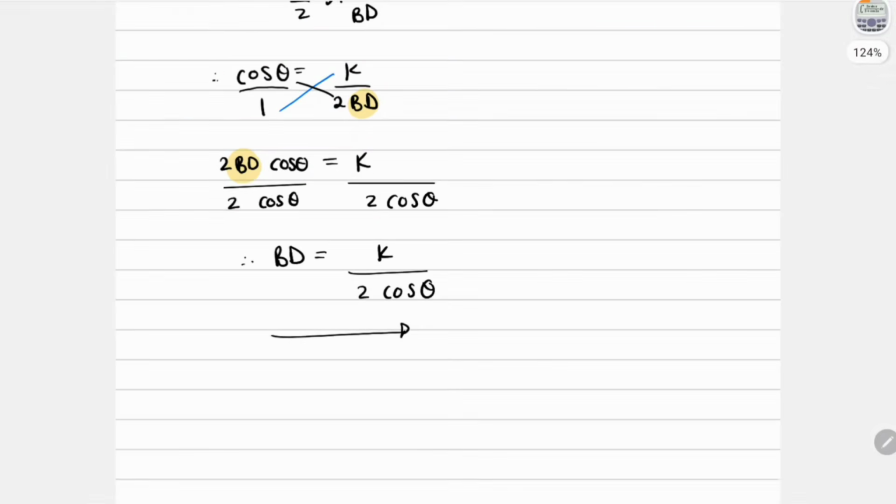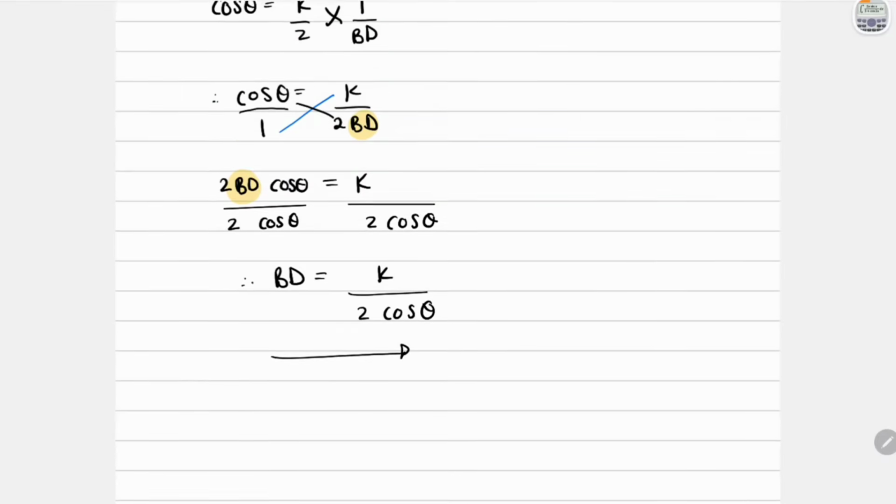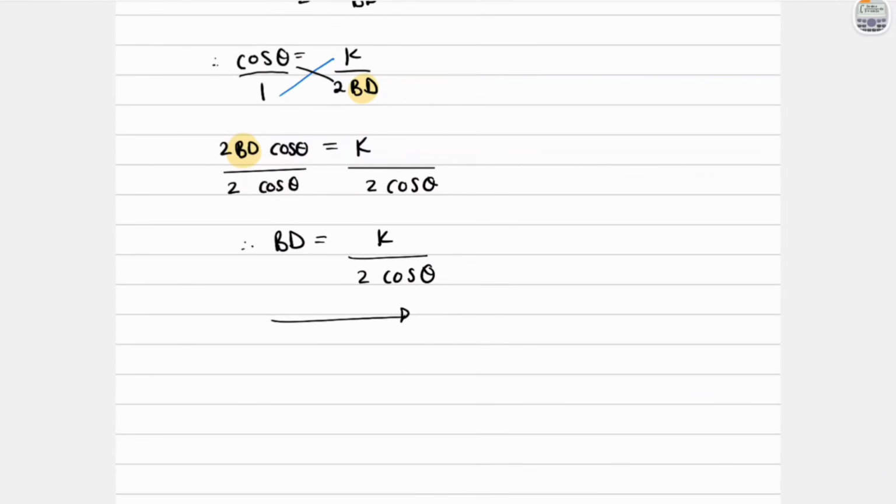And there we go. So this one we just had to do some construction, just cutting that triangle in half. Okay, there we go. So that is that question. Then we move on to the last question in question 7.